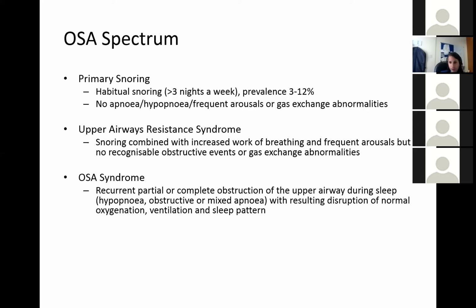OSA syndrome, these children have recurrent, partial or complete obstruction of the upper airways during sleep. I'll show you what hypopneas and obstructive apneas look like. And because they have these problems, they desaturate at night time. It affects their sleeping pattern. And these are the ones that you really need to intervene on because it can have long-term consequences on their development, also on blood pressure, also on endocrine outcomes. And it's very important that we pick these children up and treat them appropriately.